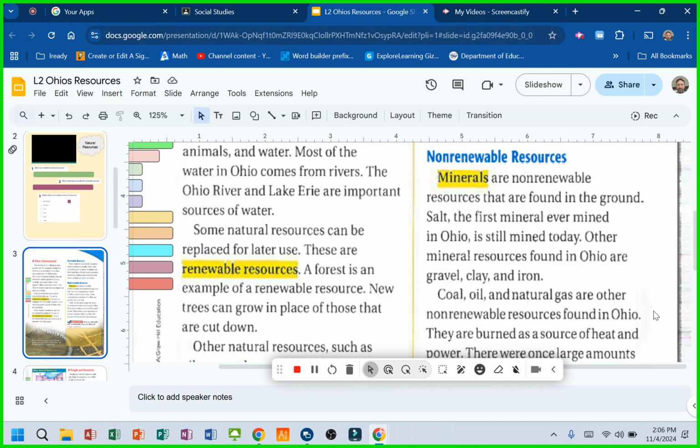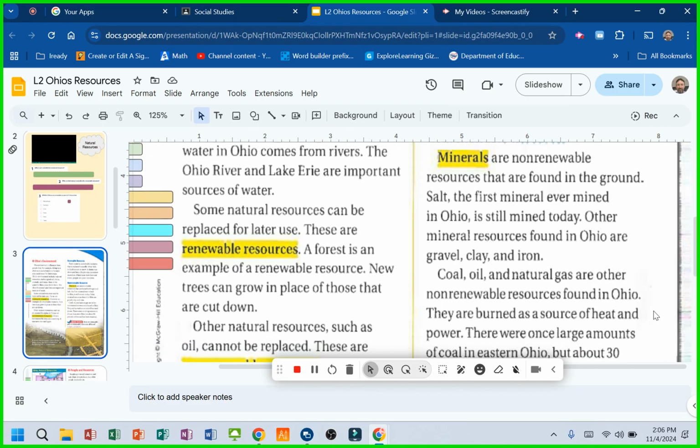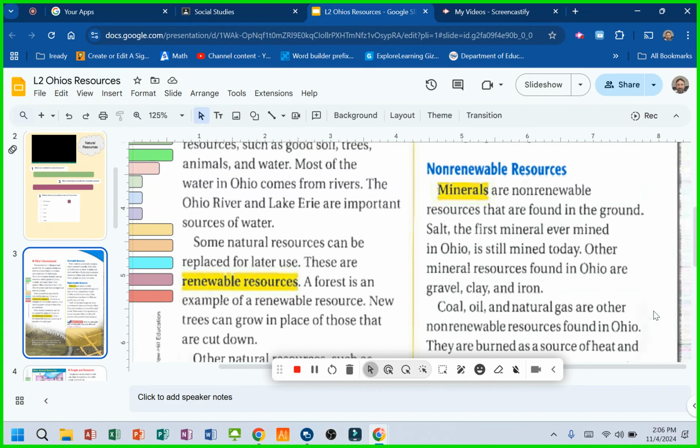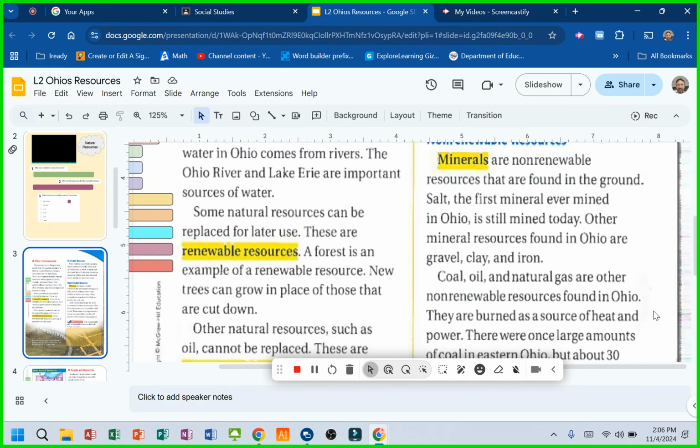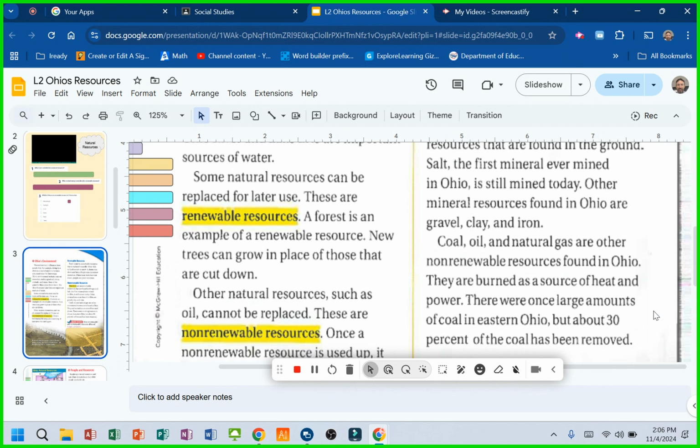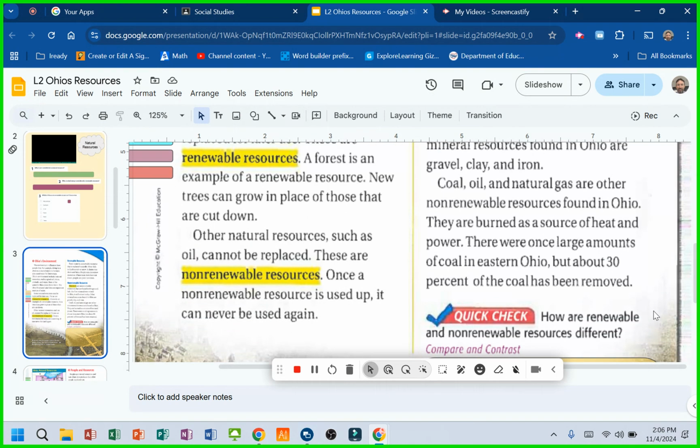Non-renewable resources are things we can't get back once we use them. Minerals are non-renewable resources that are found in the ground. Salt, the first mineral ever mined in Ohio, is still mined today. Other mineral resources found in Ohio are gravel, clay, and iron. Coal, oil, and natural gas are other non-renewable resources found in Ohio. They are burned as a source of heat and power.